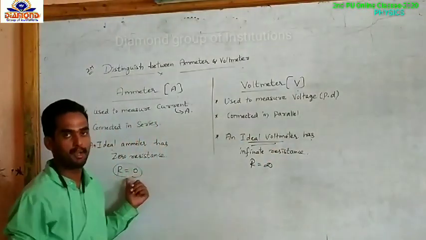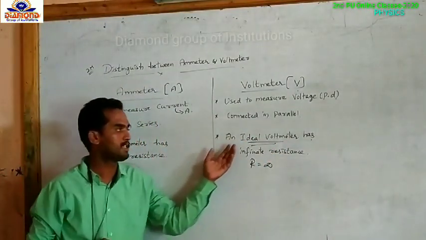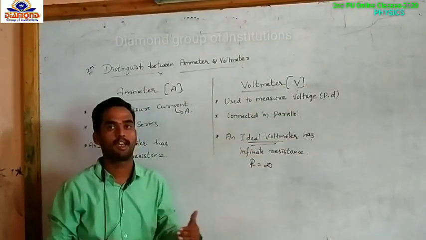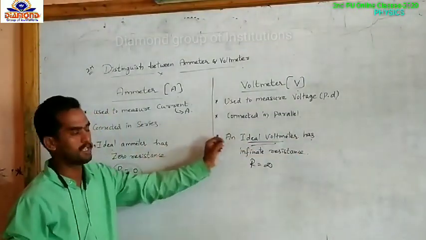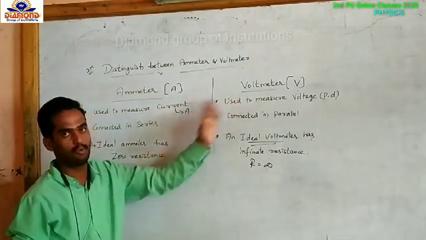An ideal ammeter has 0 resistance, whereas an ideal voltmeter has infinite resistance. These are the simple differences between an ammeter and a voltmeter.